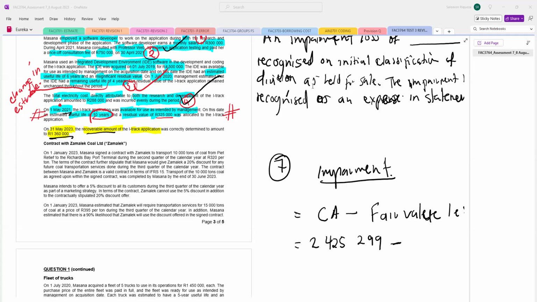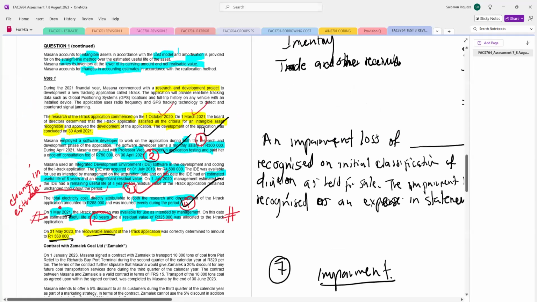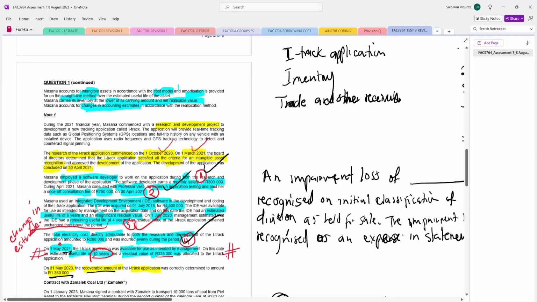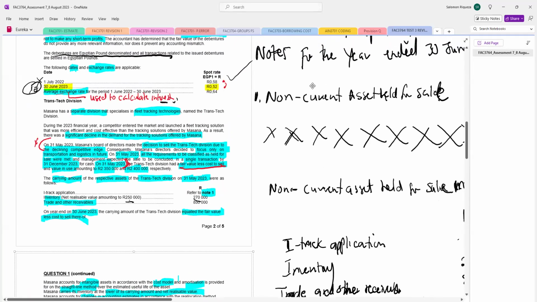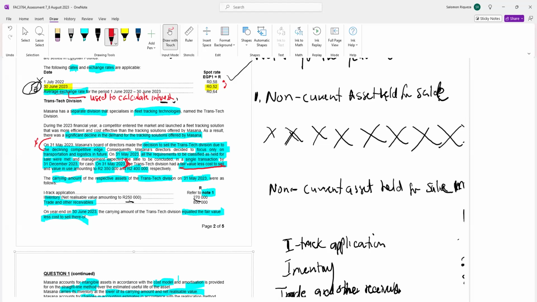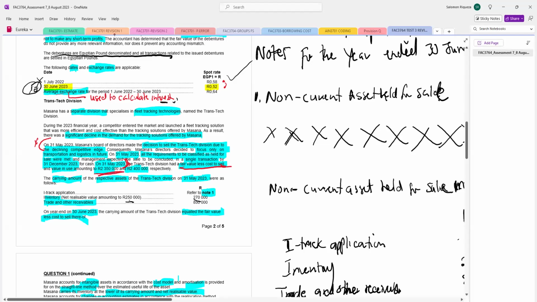Okay, so where was I? Fair value less cost to sell. This is given in the question. So we go back. I think it was given in the beginning somewhere. So I'm just going to go back to the beginning. Yeah, it was given here. It says the trunks division had a fair value less cost to sell of 2,350,000. So we're going to use that to calculate. I'm sure you guys can all see it, ne? Fair value less cost to sell, 2,350,000.